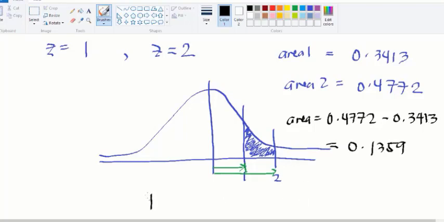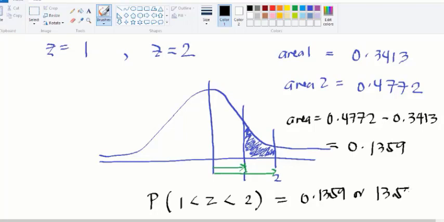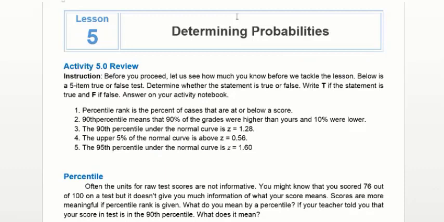Sorry. So, the probability that Z is greater than 1 but less than 2, so it lies between, no? The probability of that is 0.1359, or 13.59%. So, lesson 5, determining probabilities.